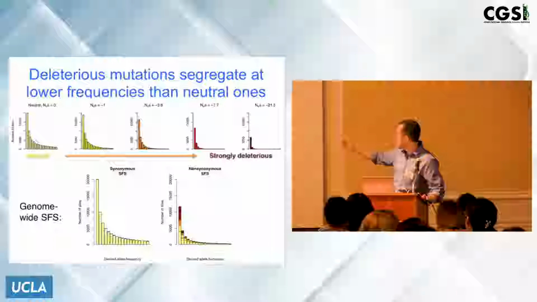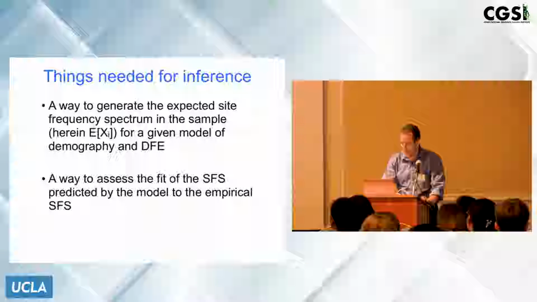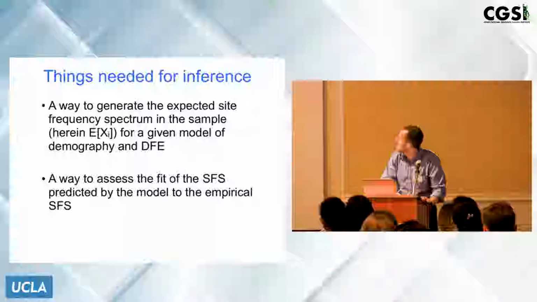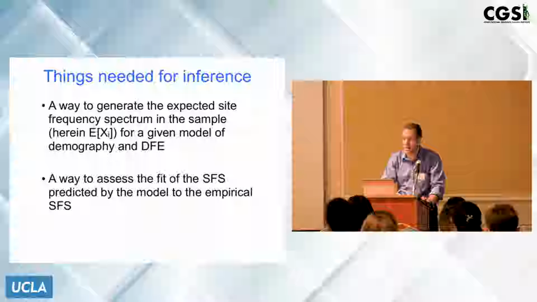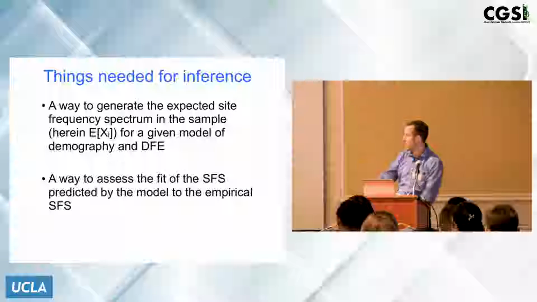OK, so right, then we want to infer the parameters. And I'll talk in a little bit more detail about how that actually works. So what do we need here? We need a couple things. One is a way to generate this expected site frequency spectrum for a population genetic model that includes selection, dominance, and demography.